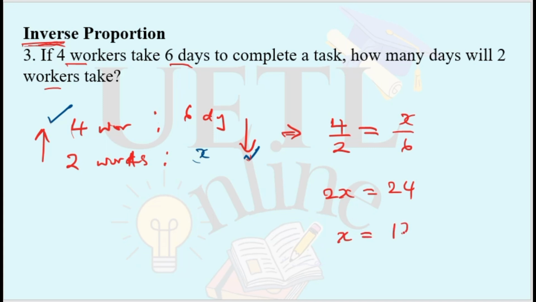So this will be our answer, because it means that these workers will take 12 days to complete the task. This was about proportion, rates, and ratios.